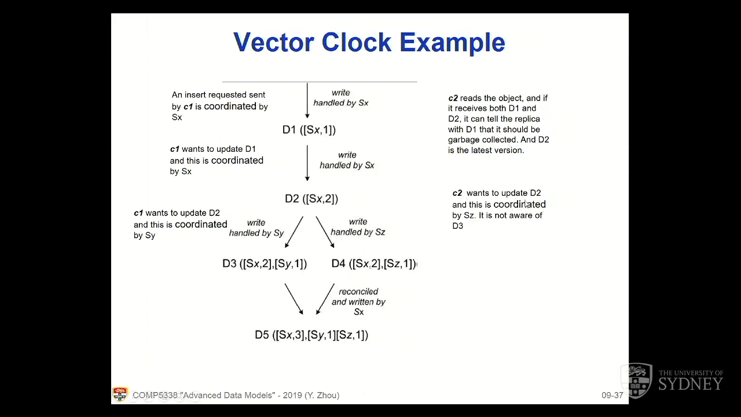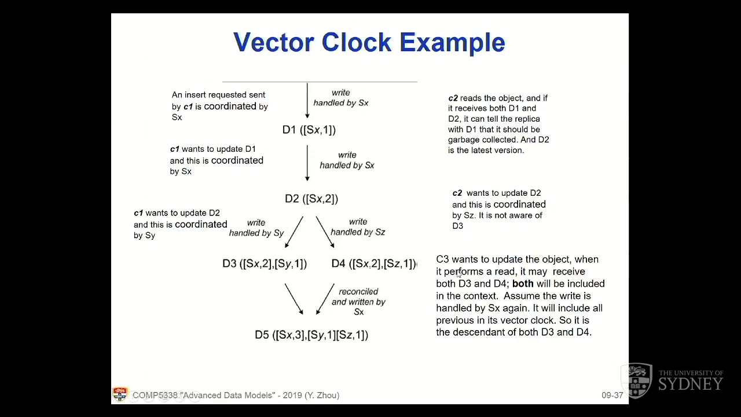It wants to update D2, and somehow both X and Y are probably not available. So it gets handled by SZ, and this SZ is not aware of D3. It's only aware of D2. So when it does the update, it creates D4, adding its own entry as Z1. Now these are what we call parallel branches. They both descend from S2, but they're not really related to each other.